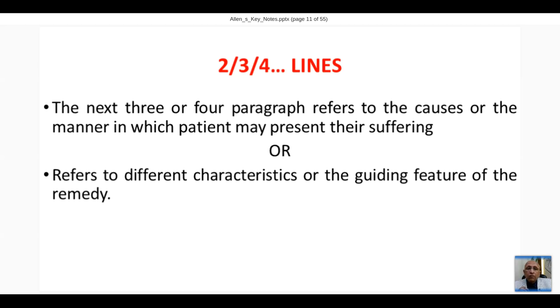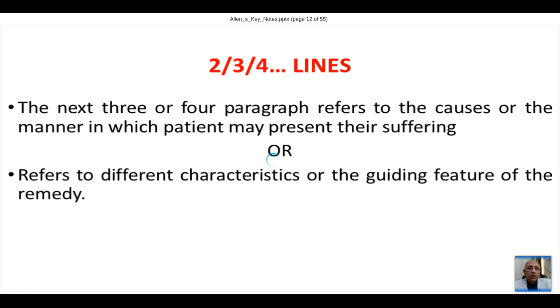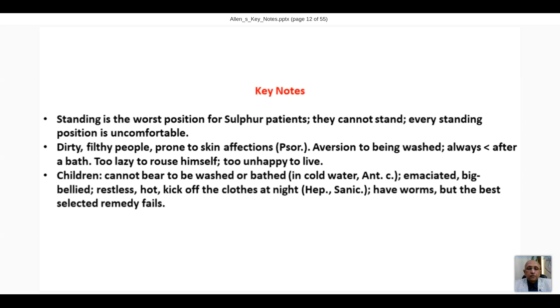So we'll see which are the next 3-4 lines which indicate or denote in Sulphur. Standing is the worst position for Sulphur patients. They cannot stand. Even the standing position is uncomfortable. See, this is related to the person as a whole, a guiding symptom. And that's why they come to you and ask, doctor, shall I sit? And they sit like this. This is too important to understand. In fact, this plays a very vital role.